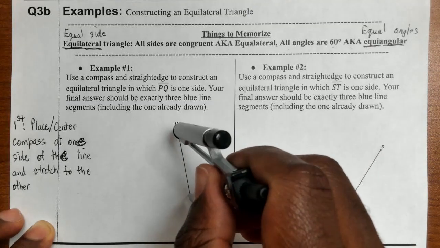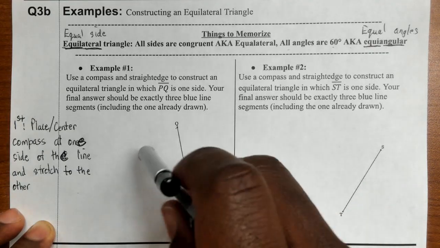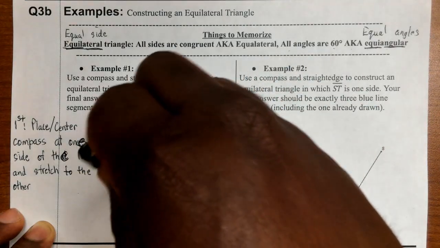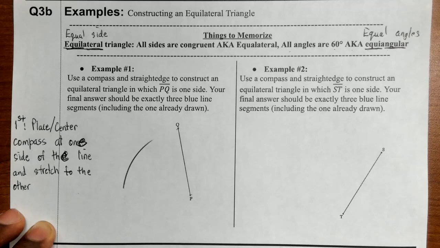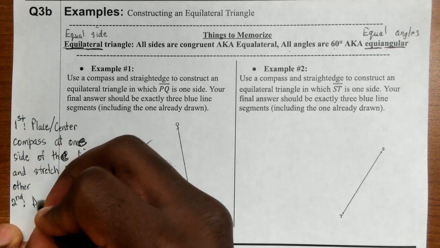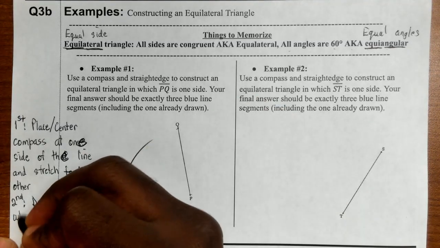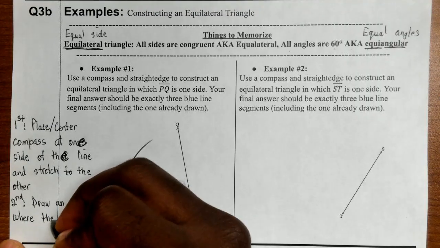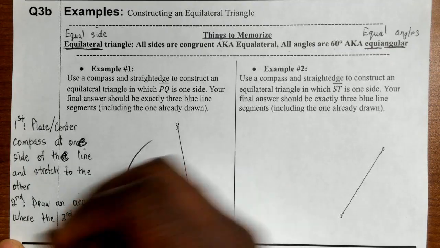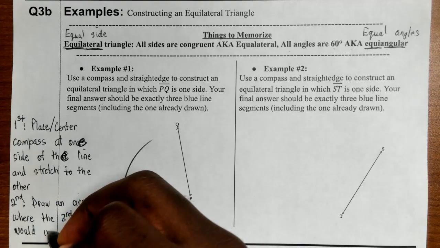Afterwards I'm going to draw where the third vertex will intersect. The third vertex will intersect somewhere either over here or over here, so I'm going to put it somewhere about right here. This is the arch I'm going to draw. So second will be draw an arch where the third vertex would intersect.